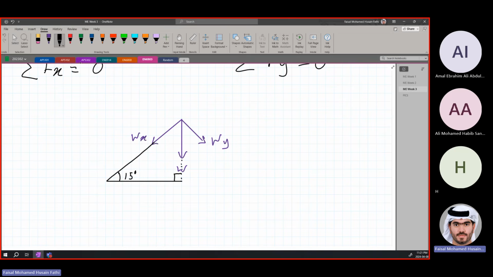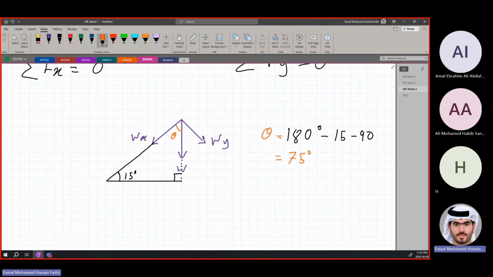All right. If this is 15 degrees, this is 90. A triangle has 180 degrees. Okay, so 180 degrees minus 15 minus 90, we will get this angle, let's call it theta. Theta is going to be equal to 75 degrees.